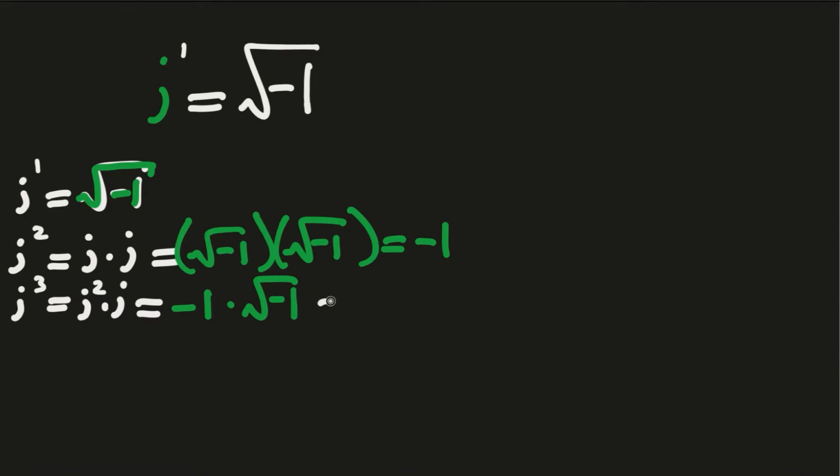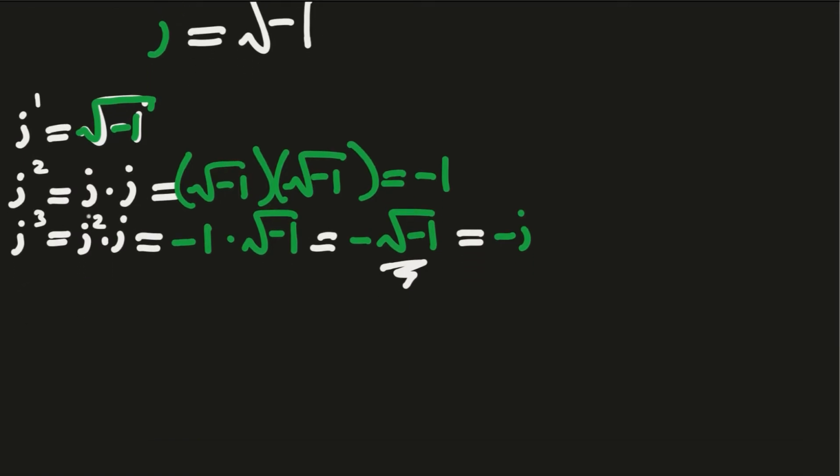What does this leave us with? We're left with the negative square root of negative 1. And as we know that the square root of negative 1 is i, we're ultimately left with negative i. Negative i is the result of i cubed. So what if we take i to the fourth power?